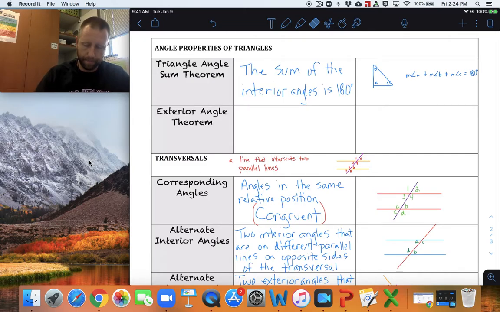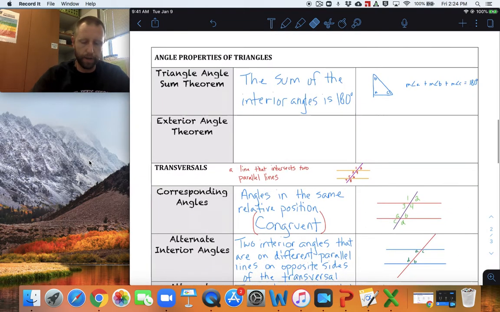Okay. I've got two theorems here that have to do with triangles that we're going to talk about here. The first one is the triangle angle sum theorem, and that is just that the sum of the interior angles of any triangle is 180 degrees. It doesn't matter what the triangle looks like. When you add together the three angles on the inside, that's where that word sum comes from, right? When I'm adding together those three angles on the inside, it's going to equal 180 degrees.